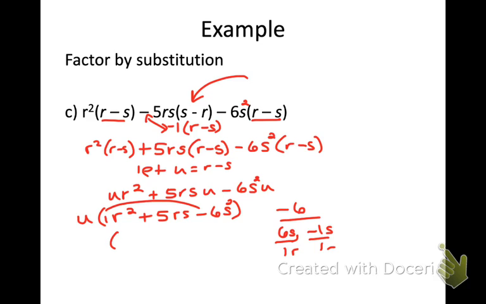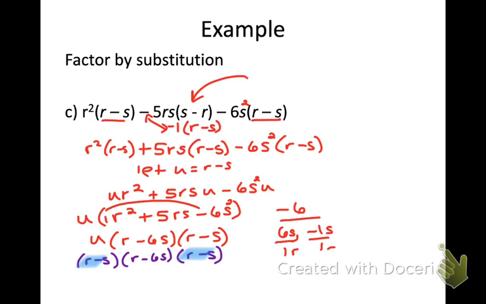So then we're going to put s here. So now we get 1r minus 6s and 1r minus 1s with my u out in front. But what did our u represent? Our u represented r minus s. So now I have r minus s times r minus 6s times r minus s. Can I simplify that any further? Yeah. I've got 2 r minus s's. So really, isn't that just the same as r minus s squared? Yeah, it is. Times r minus 6s. So that would be your final answer.